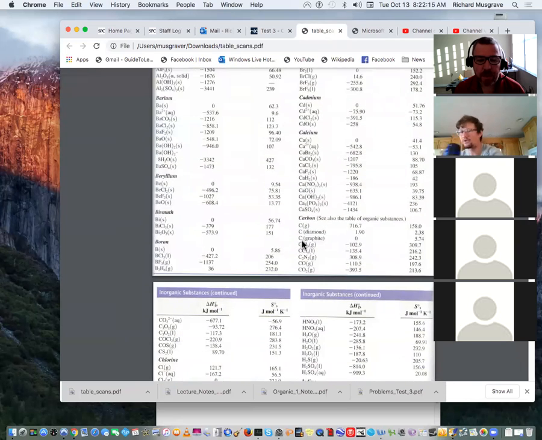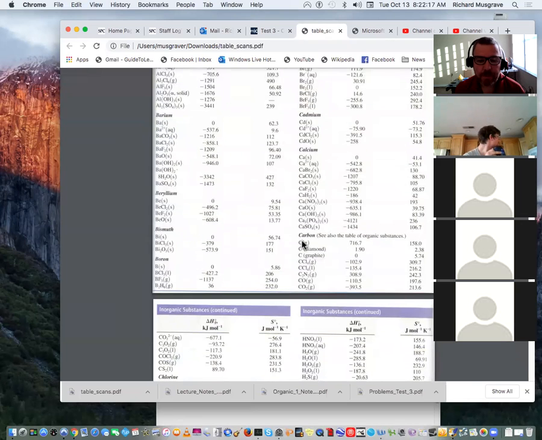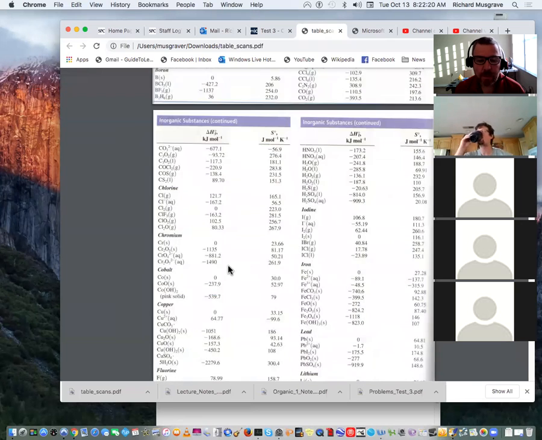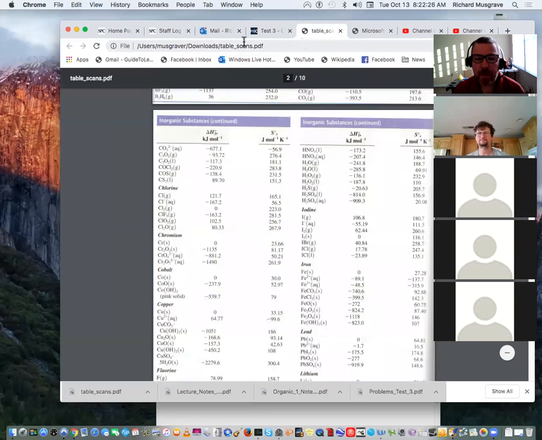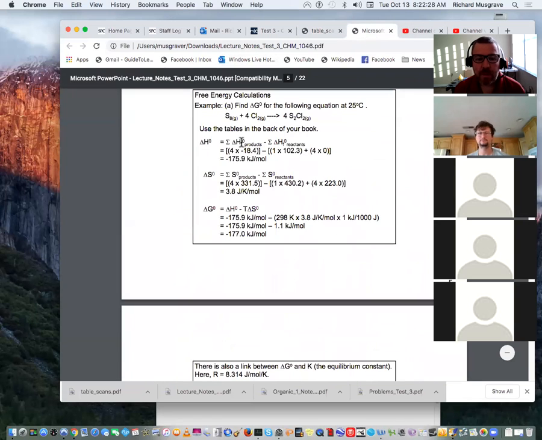But as I said, we know that that's going to be 0 anyway. And chlorine's down here, yeah, here it goes. All right, and that's where we also get our S naught values as well. So to get the delta H values, we go ahead and we take all the products, we subtract out the sum of all the reactants here.